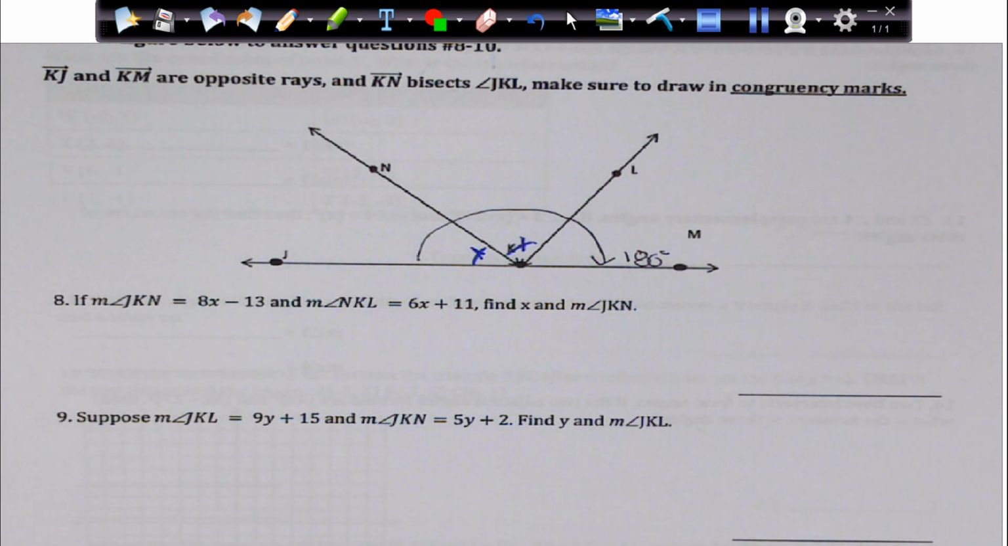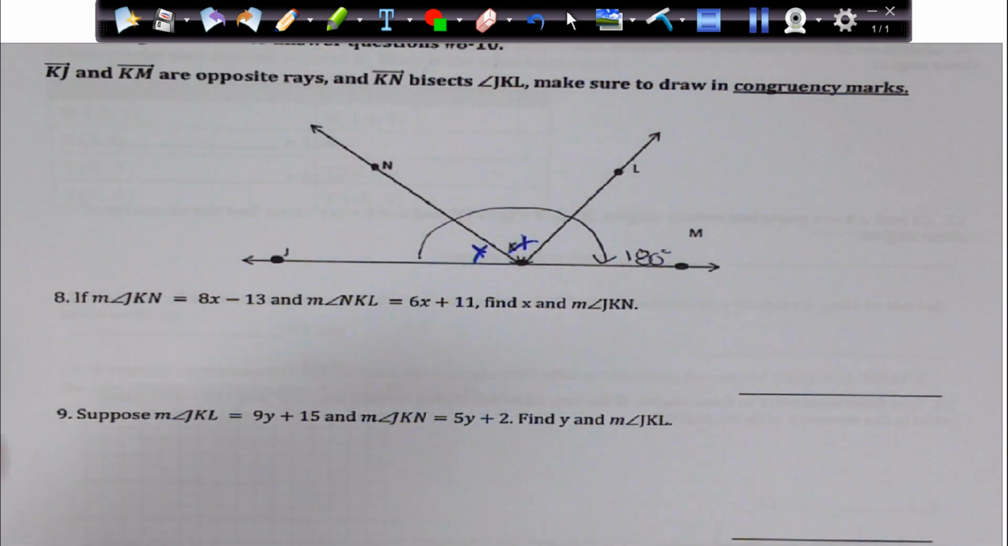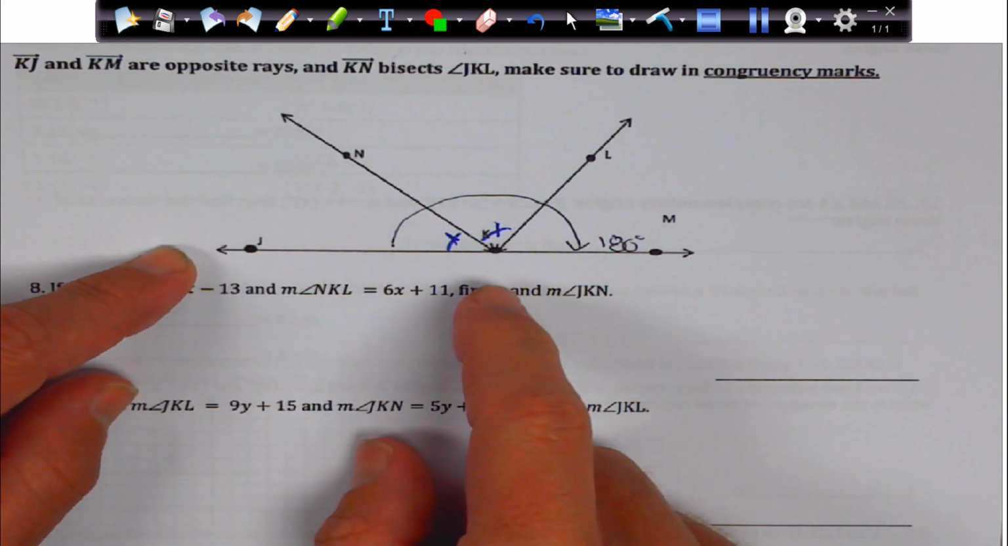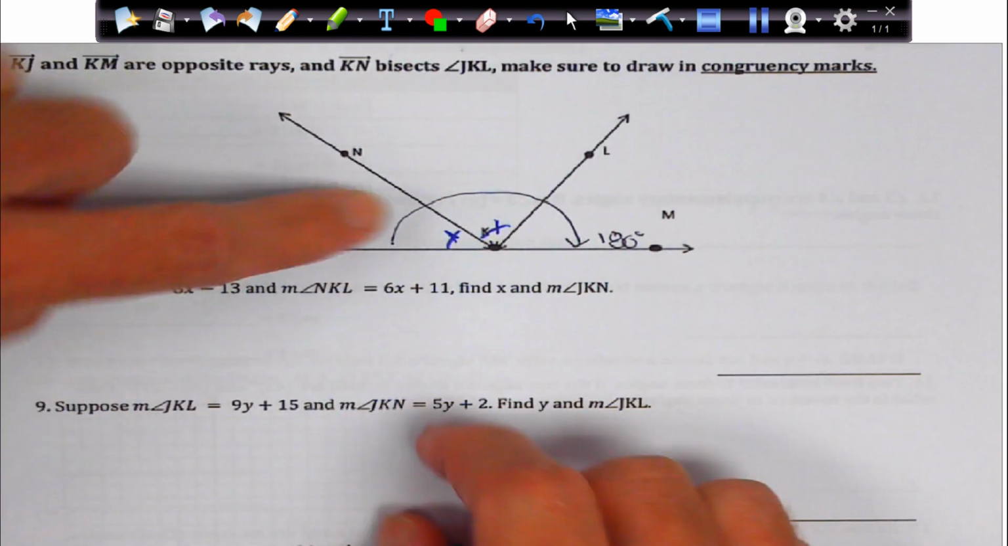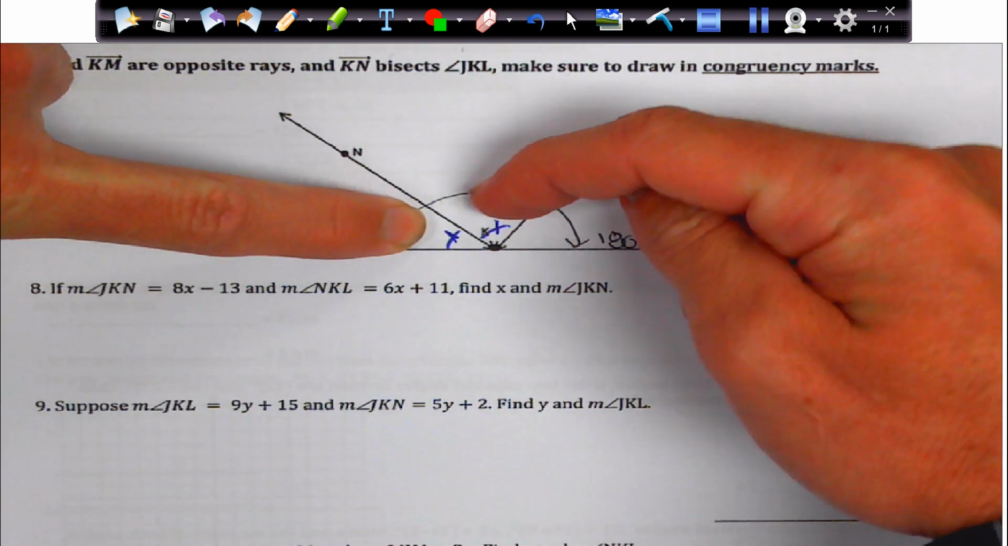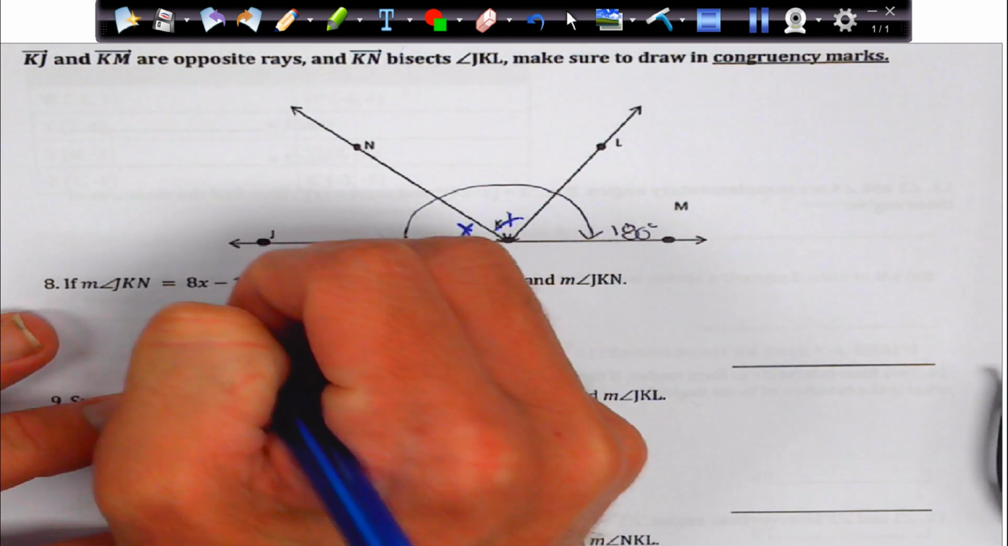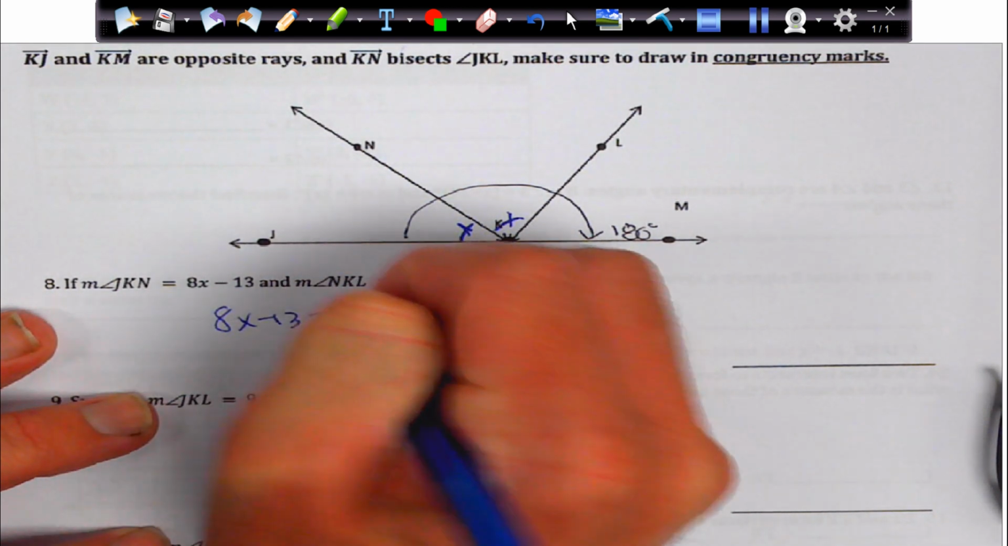So I think we're going to be using the 3 problems here with this picture, but not necessarily they all go together. They're using the same picture, but they're not the same values. So JKN is this angle here, and NKL. So we're referring to these 2 angles. Well, they're congruent, so all I have to do is set those 2 equal to each other to solve for that. If I look at my picture, that's it.